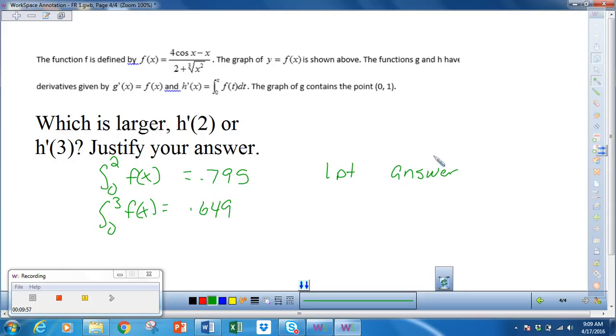And I think I was generous. I gave you a point if there was no justification, if you just said h prime of 2 was greater. I'm not sure. The second point came from, no, I think you had to show some type of reasoning why you said h prime of 2 was greater. Otherwise, you had a 50% chance of getting it right. So 1 point for the answer, 1 point for the justification. And for the justification, I allowed you just to show your work and show that 0.795 was greater than negative 0.649.